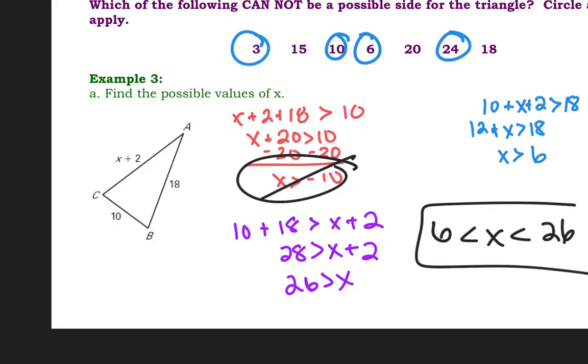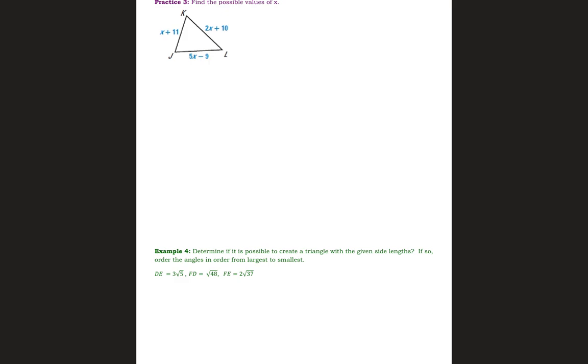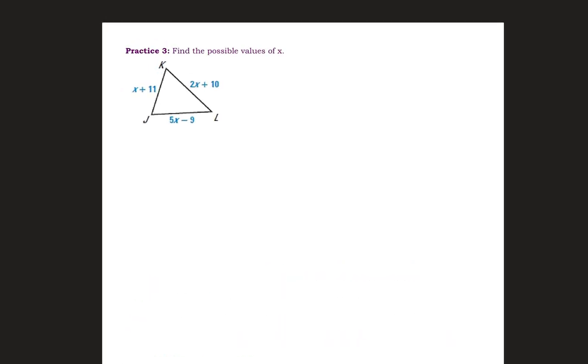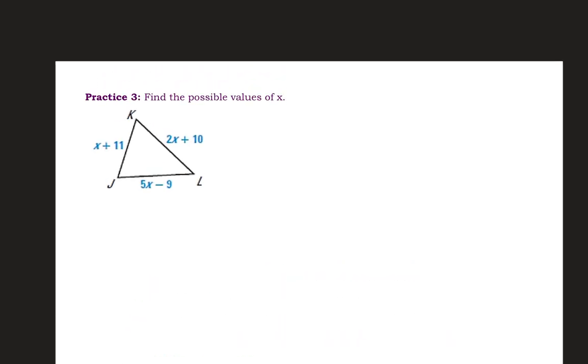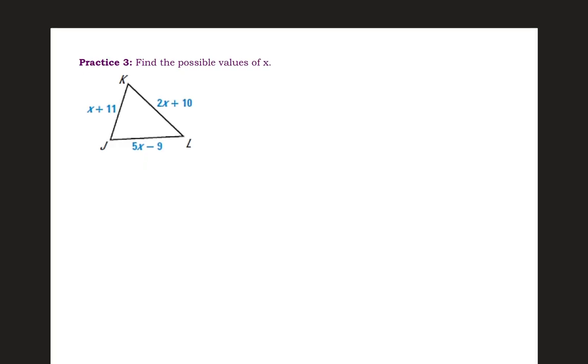All right. If we look at the last one, just if you want to flip over the last one real quick. At the bottom, I'm going to show you just what it'll look like on some problems. But on this one, it's the same thing. So we're going to take the first one. We're going to do x plus 11 plus 2x plus 10 has to be greater than 5x minus 9. Right? And like this is a side and that's a side. Just so we know what we've already put together.